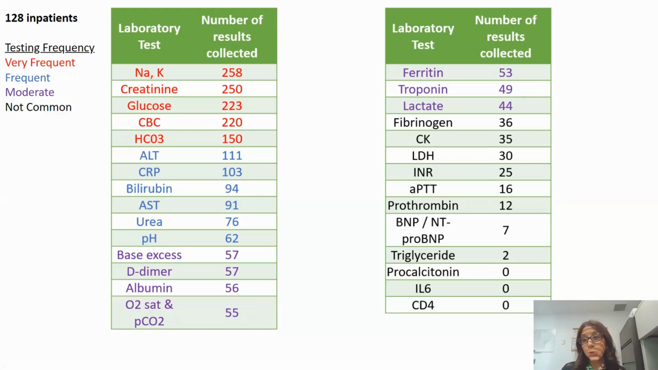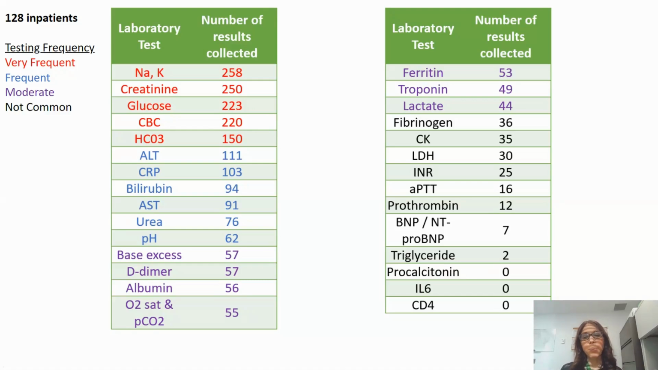Looking at the moderately ordered tests, this included base excess, D-dimer, albumin, blood gases, ferritin, troponin, and lactate. And we noticed that ferritin was often being used in these patients to assess inflammation. The other markers also suggest investigations of cardiac and coagulation disorders, as well as sepsis and ischemia. While other markers such as BNP and NT-proBNP, looking at heart failure, were not commonly investigated.